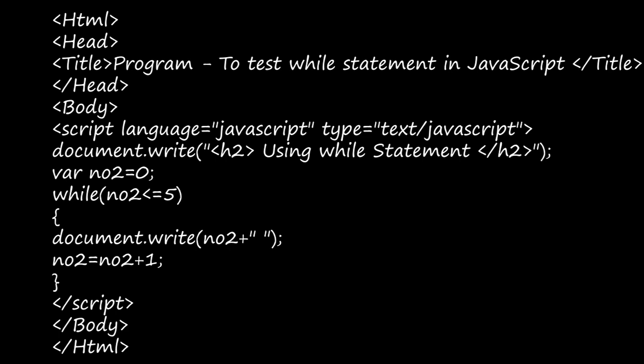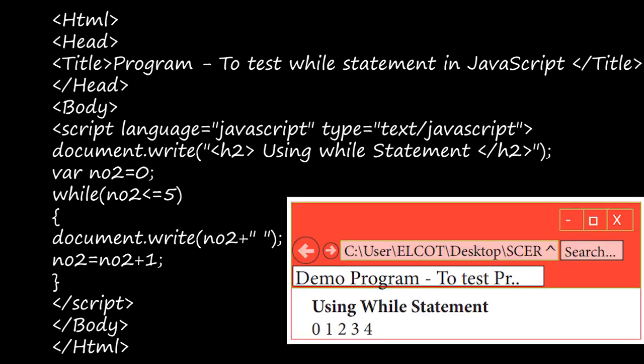To execute a while statement, first the expression will be evaluated. That means here we have a condition, right? no2 less than or equal to 5. First that condition is checked. If the condition is true, it will execute the statement, and again it will repeat it. It will jump back to the top of the loop and again evaluate the expression, like we saw in this example, right? The initial value of the variable: here they have set the value of no2 equal to 0, right? So the initialization is set there as variable no2 equal to 0.